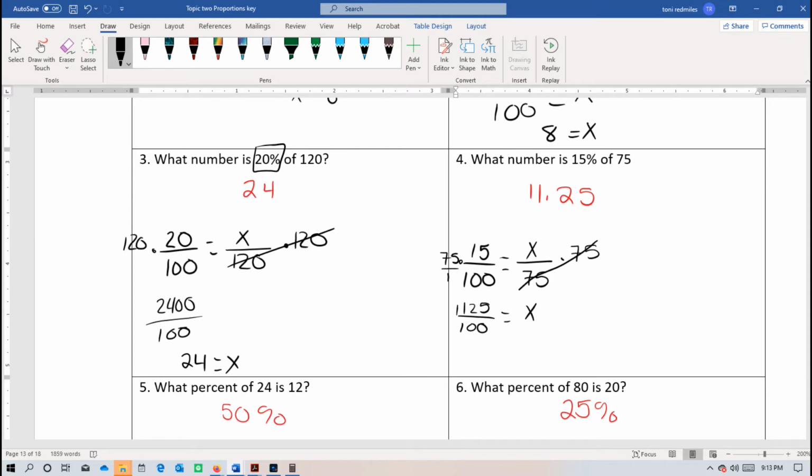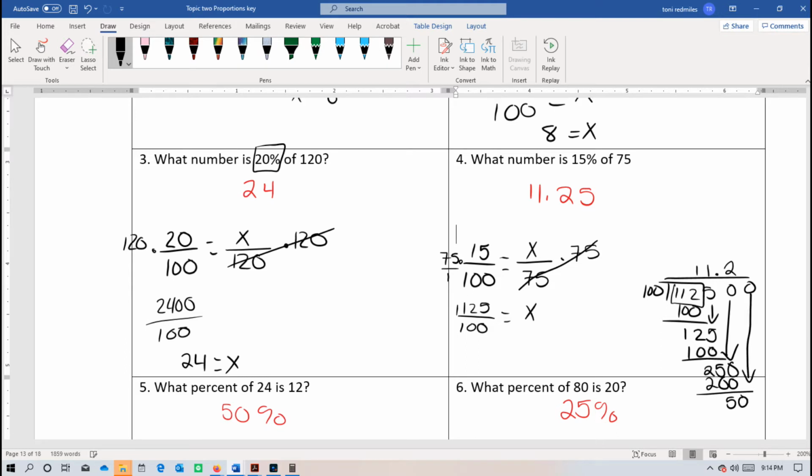So if I look at how many times 100 can go into this number, first off, I see it can go into 112 one time. And that's going to give me a remainder of 12. Drop down my 5. 100 can go into 125 one time again. Drop down my 25. Now I got to put decimals so I can have a number to drop down. Okay, I'm going to drop down a 0. That can go in 2 times, which is 200. Drop down another 0. 100 can go into 500 5 times.